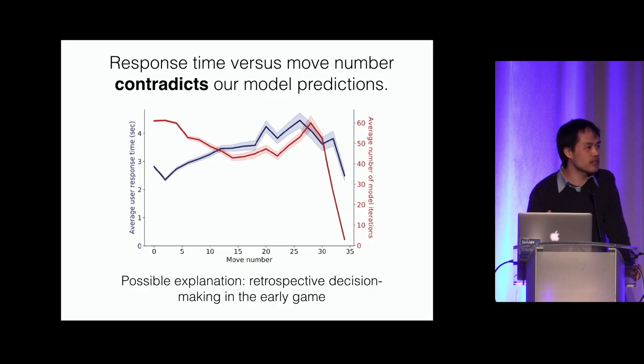I can't figure this out. Let me just make the same move that I made last time, right? Or let me change it up if I lost last time. Right, so it's much more based on previous experiences if you introspect. So it would be a retrospective form of decision making in the early game.